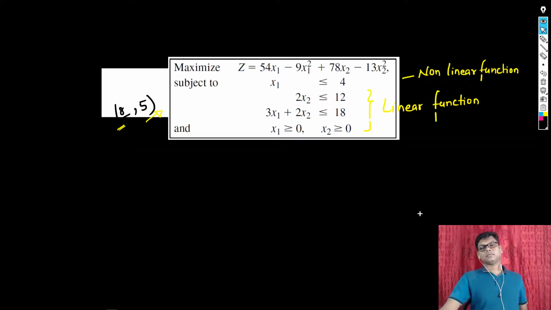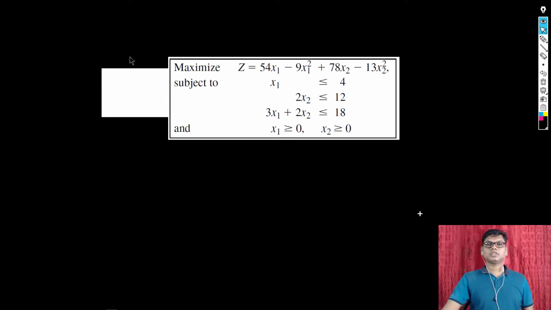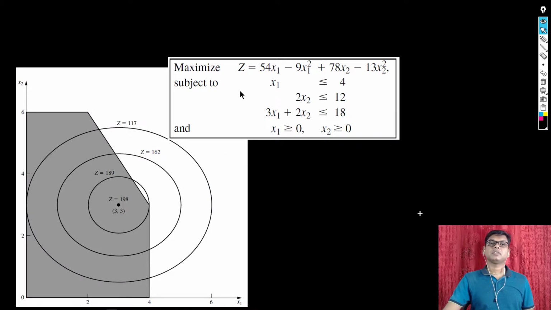Okay, this is one more example, where the objective function has changed now and the constraints are the same. The curve which will be coming is actually an ellipse. This is the formula, or you can say the equation, of an ellipse. So the feasible region is the same. Only the objective function has changed, and we see that as z is increasing, the ellipse is becoming smaller and smaller.